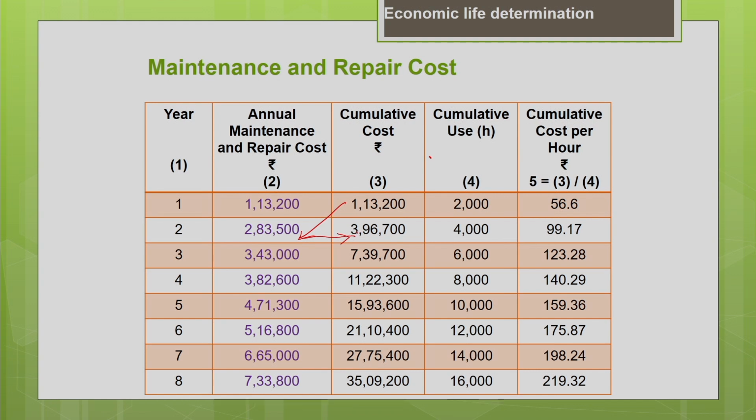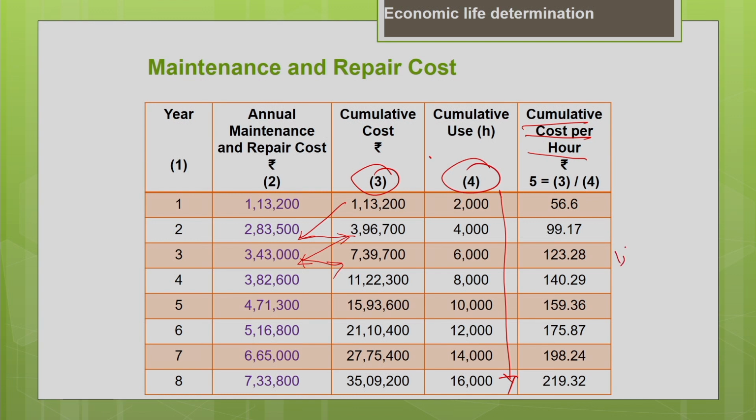second year. Similarly, cumulative cost at the end of second year, add it with the cost of third year, you will get the cumulative cost at the end of third year. So, like that you keep on calculating. You know the cumulative usage of machine, every year it is 2000 hours, we can add it. Now, similarly, you find the cumulative cost per hour. You are going to divide the third column by the fourth column to get the cumulative cost per hour.